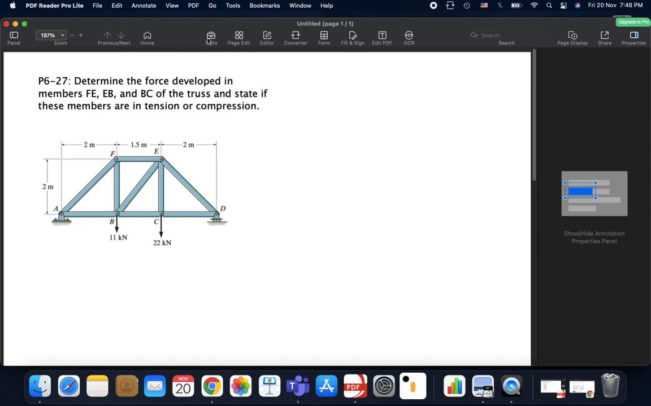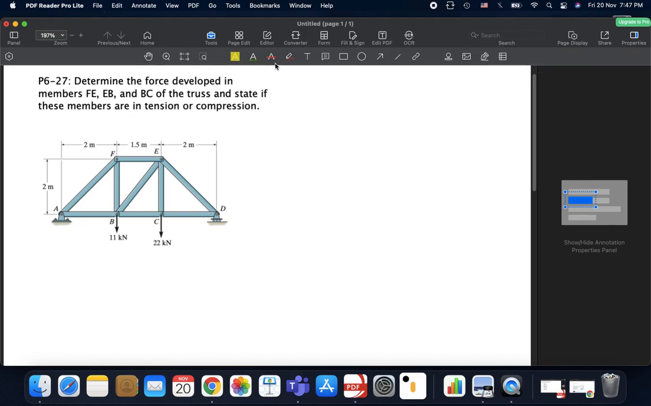Now look, the question is asking us to determine the forces developed in members FE, EB, and BC. It's like this Z letter, something like a Z letter. So we need to find the forces in these 3 members. Usually they tell you to find the support reactions before you start, but I advise you to do the following.